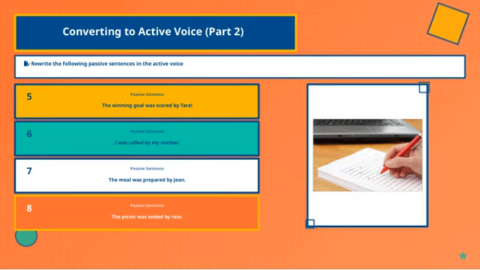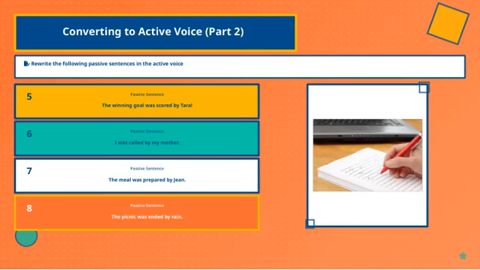On this slide, you'll see some passive sentences that we need to rewrite in the active voice. The goal here is to make our sentences clearer and more direct. For example, the first sentence, "The winning goal was scored by Tara," can be changed to "Tara scored the winning goal." Notice how this shift makes the sentence more straightforward and engaging. Similarly, "I was called by my mother" becomes, "My mother called me." It's a simple switch, but it helps the sentence sound more natural and lively.